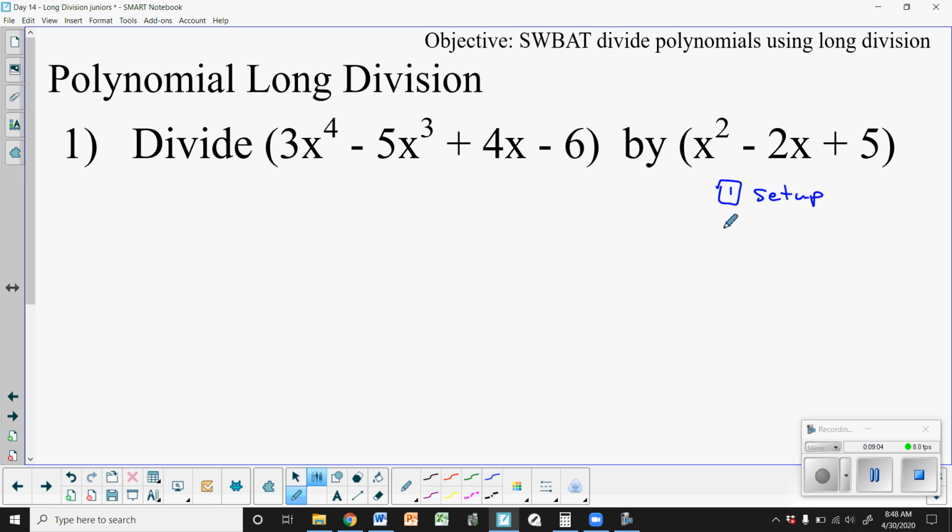And then what did we do before after we set it up? That's right, we divided first. And then our third step, after we divided, then we multiplied. And then after we multiplied, our fourth step, we subtracted. And we'll see what that looks like here. And then after we subtract, it looks like a lot of steps, but a lot of these we already know. The fifth step is to bring down the number.